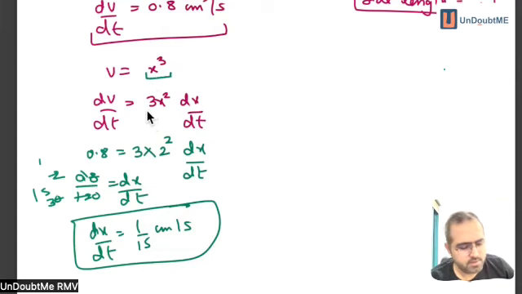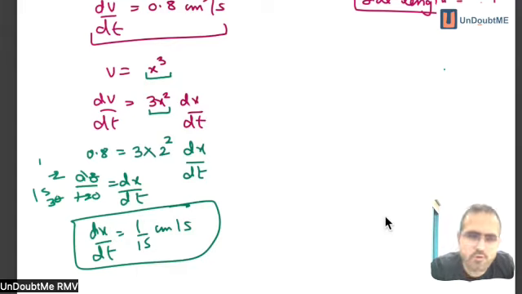3x squared. Is it clear? Oh, sorry. Okay, yeah. Yes, sir. Sir, why are we using area? Isn't it the surface area that we have to use? Why are we using x cubed? This area is something we have to find.